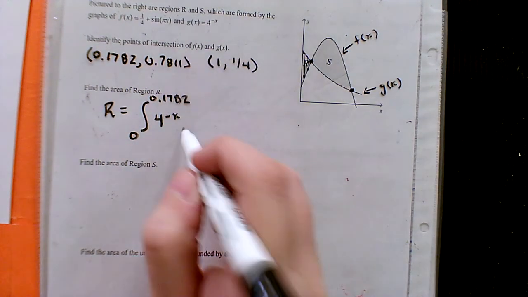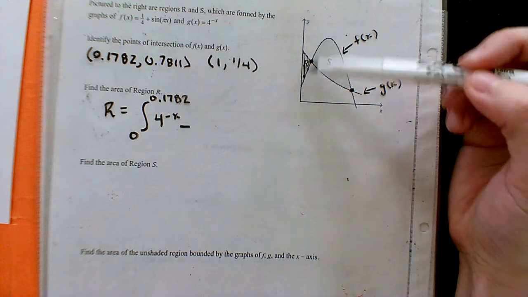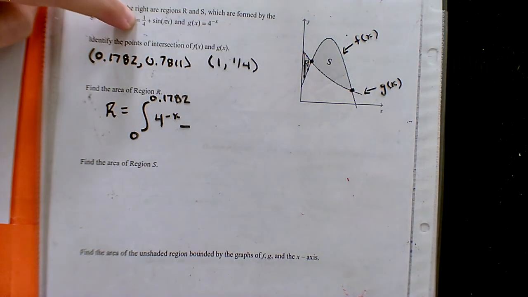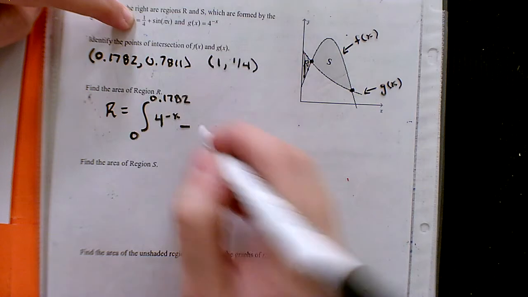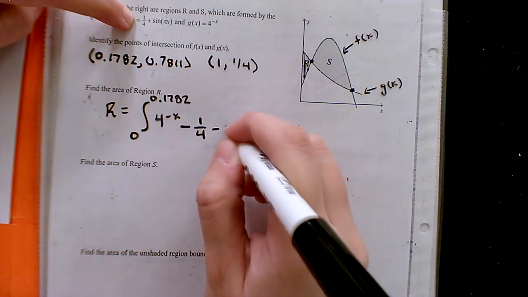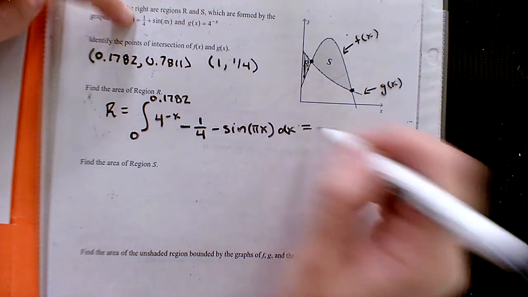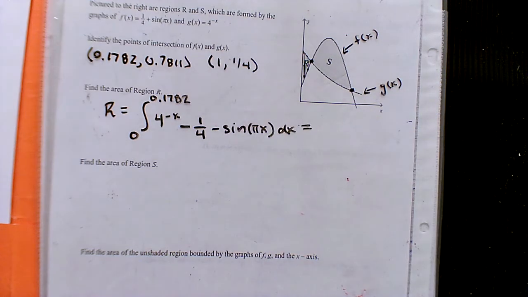And then we're going to subtract the bottom function, which was f of x. Now we have to be careful because f of x has multiple terms in it. If we're subtracting that function, we're subtracting every single term, so everything should switch a sign. Okay, top function minus bottom function. From there it's going to be some calculator work. So go ahead and take the time to type it in and we'll find the area of region R.